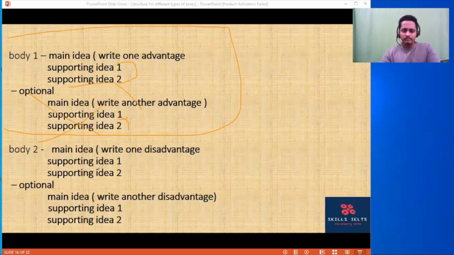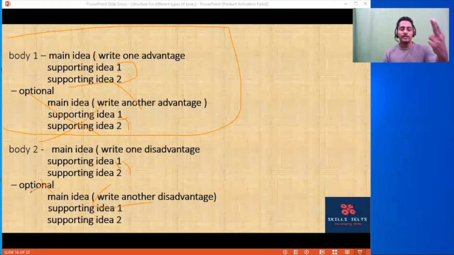And then body 2, write one disadvantage, in the same fashion. Supporting idea 1, what is supporting idea? If you're completely new to IELTS, once you finish the videos, you'll understand that. Supporting idea 2 is where you support and continue talking about it. I want to write another disadvantage, Nakul. If you want, you can write, if you have time, it's very optional. I don't suggest it; one advantage, one disadvantage is more than enough. If you really want, you can write 2 advantages and 2 disadvantages. But whatever you write, you have to justify it.